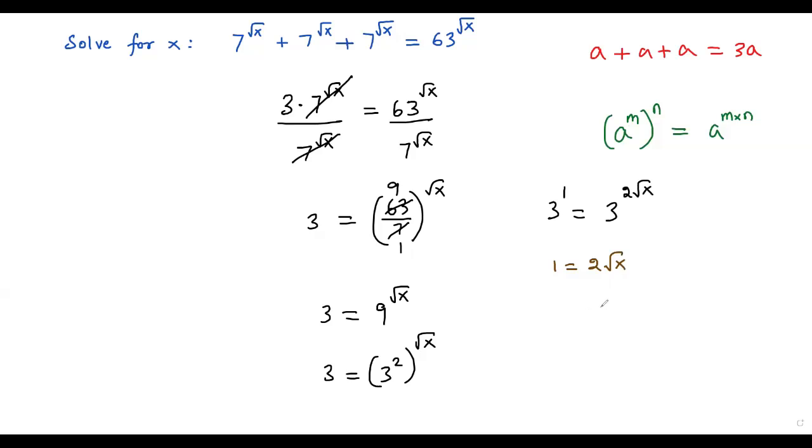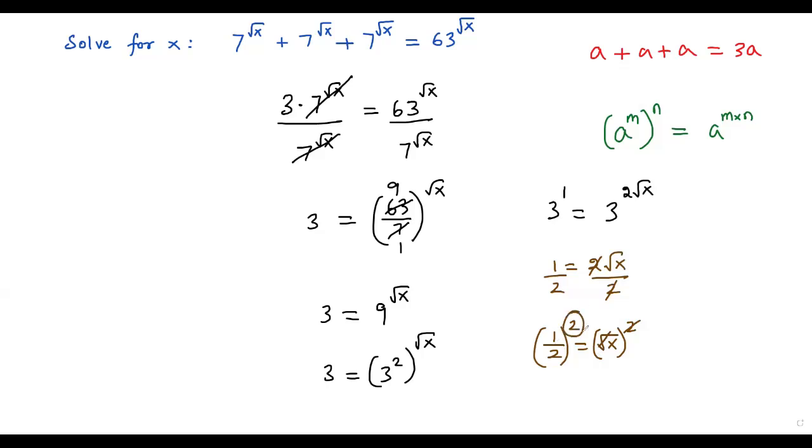In this equation now I have to solve for x. For that I divide both sides by 2, so the 2 will cancel out. I'm getting 1 over 2 equals square root of x. To get the value of x, I have to get rid of this square root. For that I have to square both sides. So when I square both sides, the square and square root will cancel out.